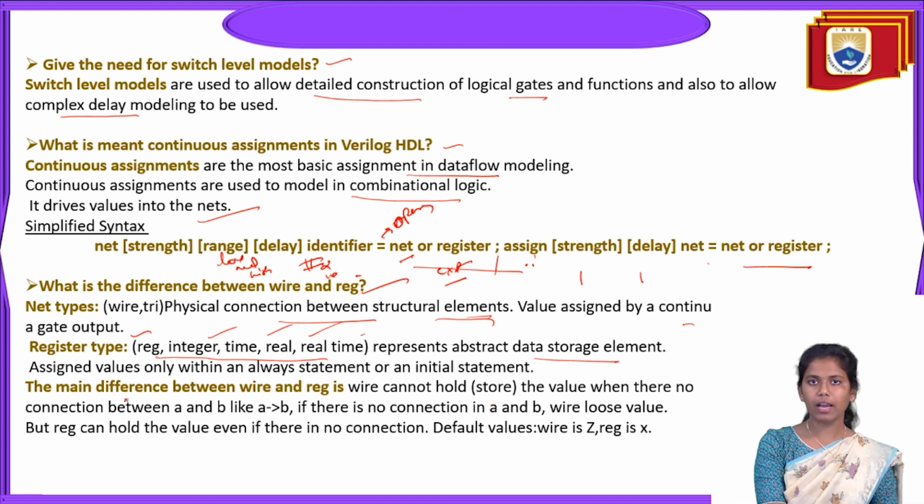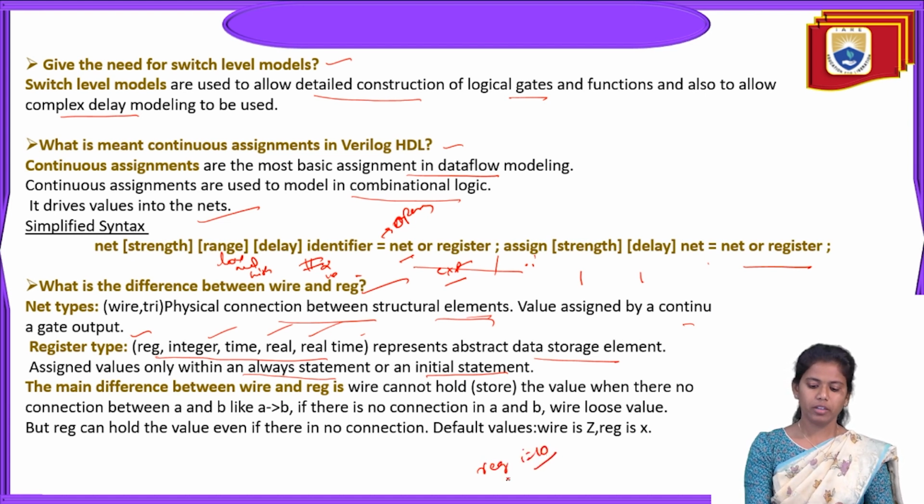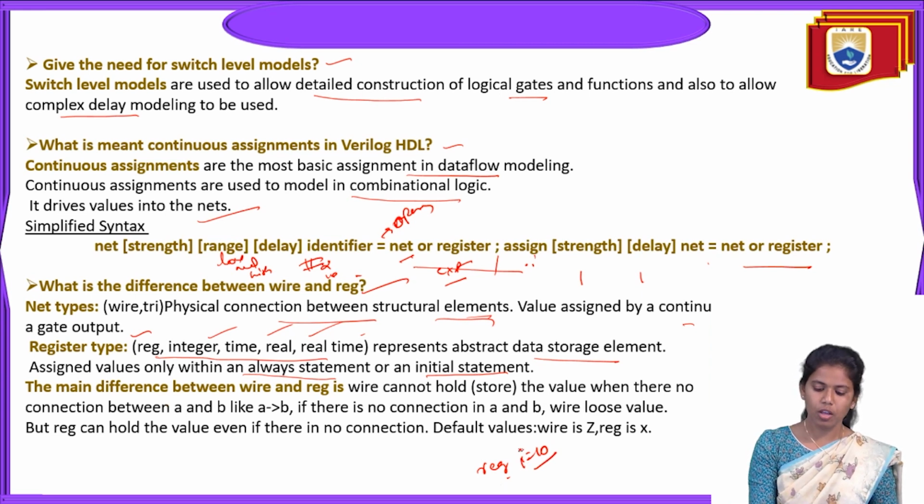Then the values are assigned only within an always statement or an initial statement. So whatever registers are holding some values, for example, reg i equals 10. In my code, I have written reg i equals 10. That means it's holding some value, right? It's holding some information, so this information is being assigned to i.